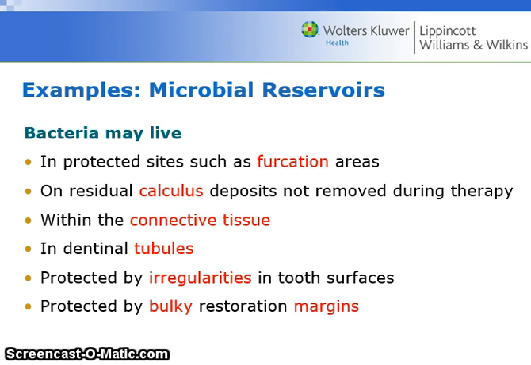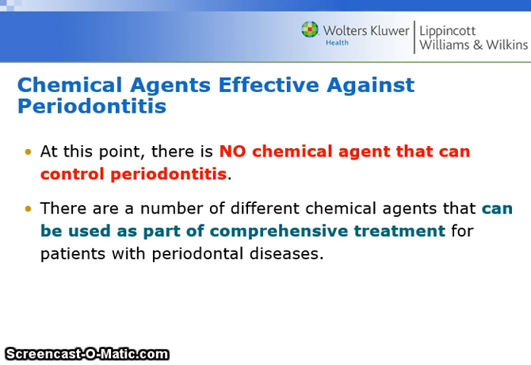Bacteria may live in protected sites such as the furcation, on residual calculus deposits, within the connective tissue, in dentinal tubules, and irregularities in the tooth surfaces, or bulky restoration margins. At this point, there is no chemical agent that can control periodontitis.